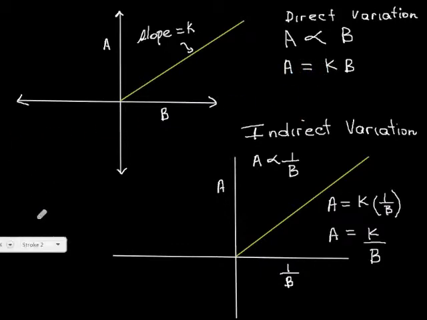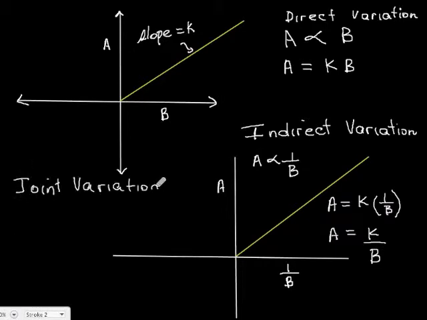There is one more, joint variation, and I should write the joint variation. When A varies jointly with B and C, you can say A varies jointly with B and C, and there'll be two separate graphs with the same proportionality constant, which is A is equal to K BC.